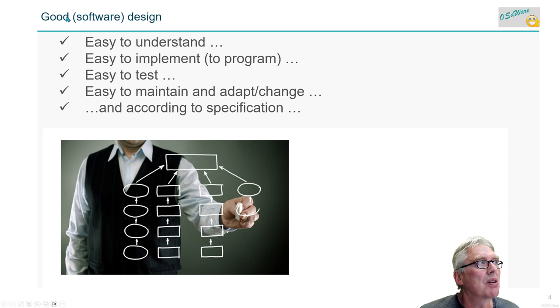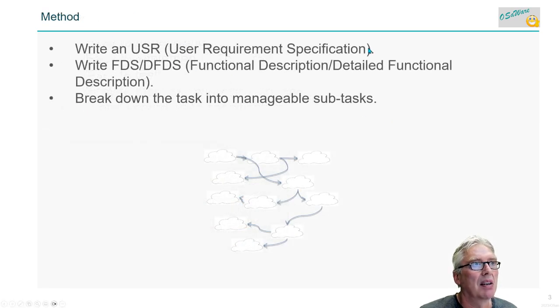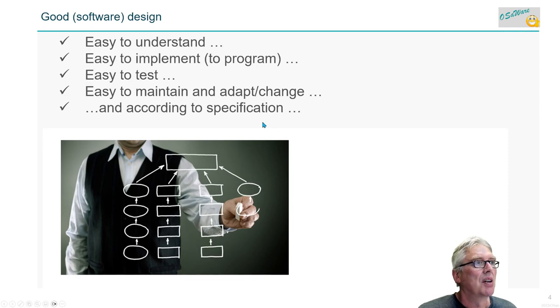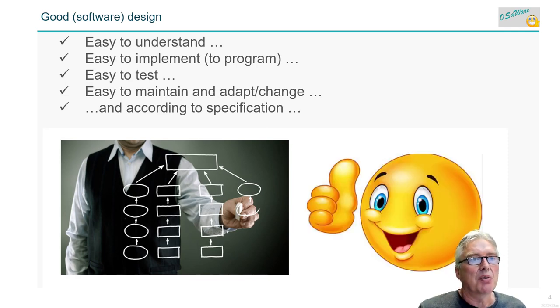So what is good design or software design? It's easy to understand, it's easy to implement, which means to program it. It's easy to test. A program that is not tested doesn't exist. It's easy to maintain and adapt to changes, and as this is for automation, these changes can be 10 years from now. 10 years after you have written the program, someone should be able to retrieve the program, not you probably, and understand what's going on. And then according to specification, of course. The specification would be this, but then you will probably agree with your customer on how we're going to solve this. Okay, and then we are good to go.